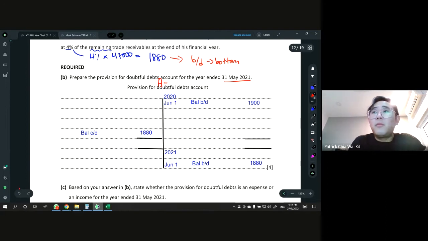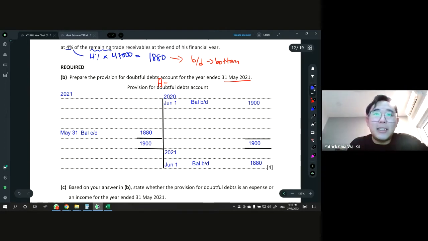Let's put there May 31st, 2021. Simply put here, you can put near also can. All right, now what do we do? We have to total. In total, we have to put the higher amount, which is 1900, and the other side also 1900.